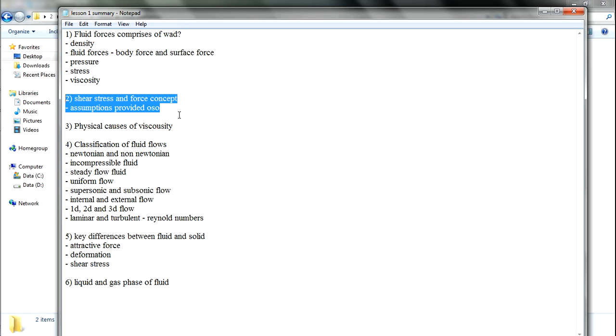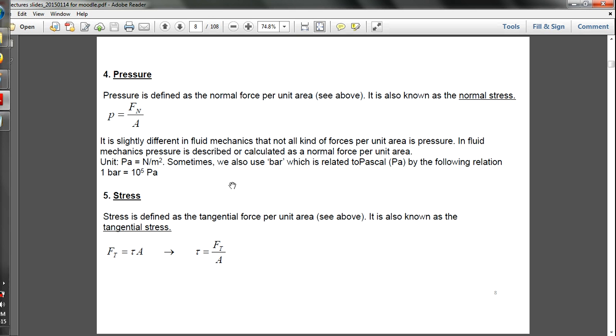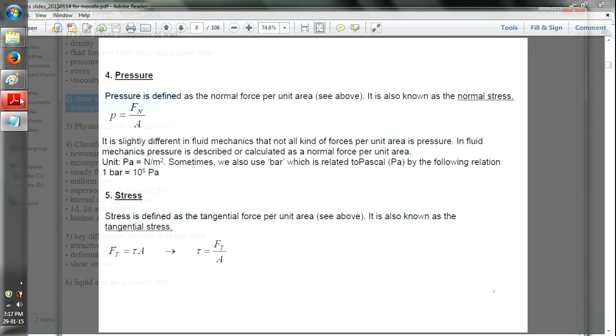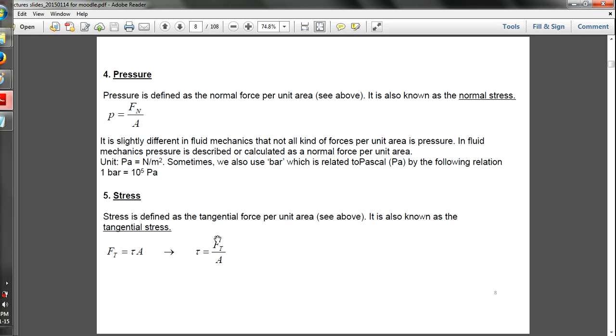About shear stress and force concept. Okay, shear stress itself, as we have said, is force over area. So what is shear force? Shear force is just this force over here. So it is nothing much.